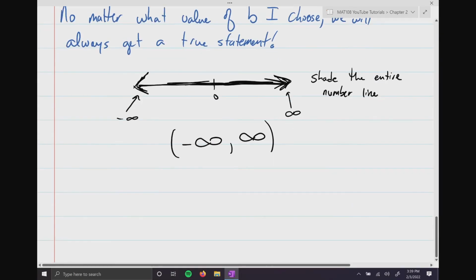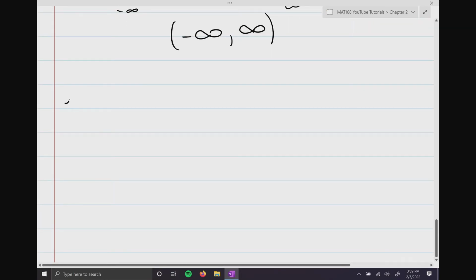Now, the last problem that I want us to look at is another special case. All right? So we're going to go ahead and do this one. So we're going to do 1/3 A minus 1/8 A, which is greater than 5/24 A plus 3/4.